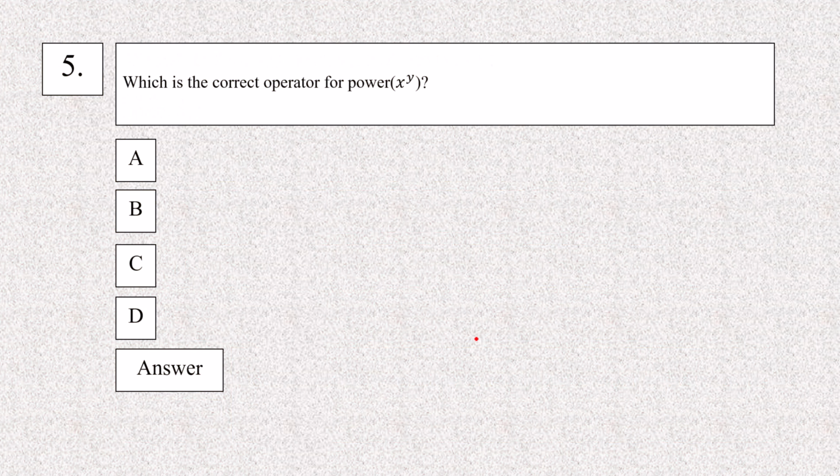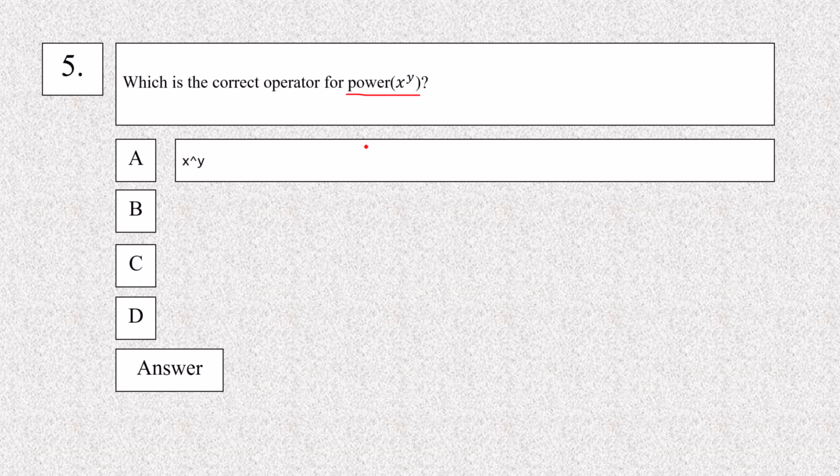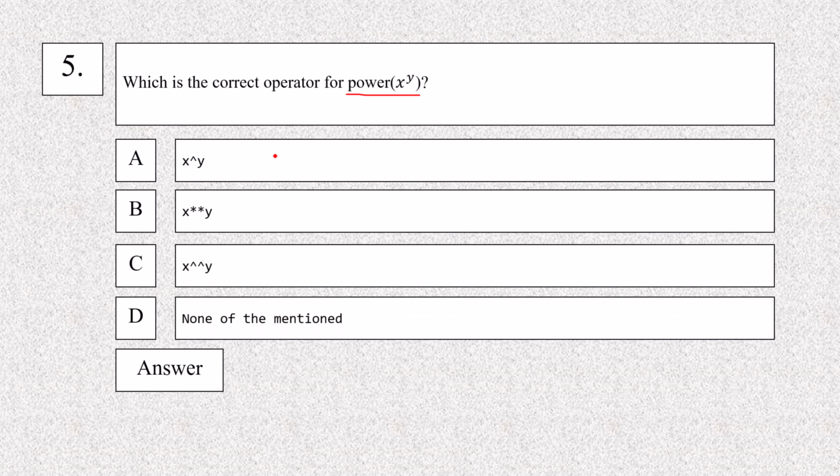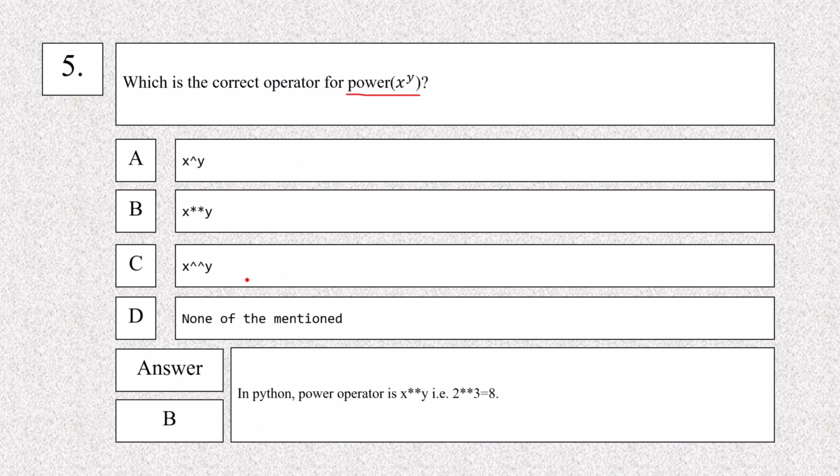Question number 5. What is the correct operator for power, that is x to the power y? Option A here is this one, option B, option C, and option D. The correct answer will be option B. And the Python operator uses double star for power operator x to the power y. If the value of x is 2 and value of y is 3, then the output will be 8, that is 2 to the power 3 equals 8.